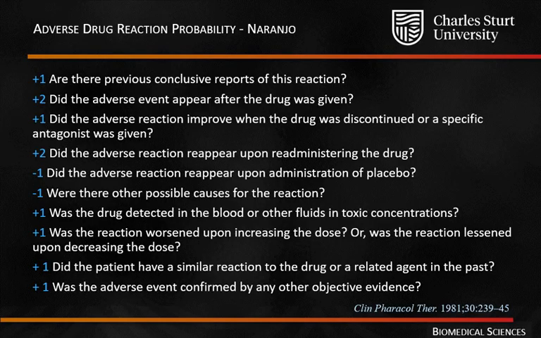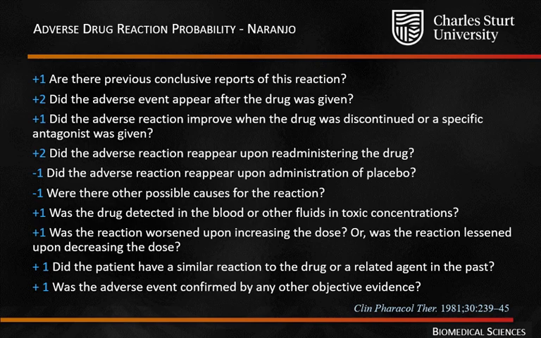And so the higher the score the patient gets or the event gets, the more likely it is that this drug caused this adverse drug reaction. So you can see at the top, has this been reported before? Did the adverse event occur when the patient was taking the drug? So if it occurred beforehand, then it's probably not the drug. So did the adverse drug reaction improve when the drug was discontinued? So as the drug gets eliminated from the body, then the adverse drug reaction you would expect to improve. So there's points for that one.